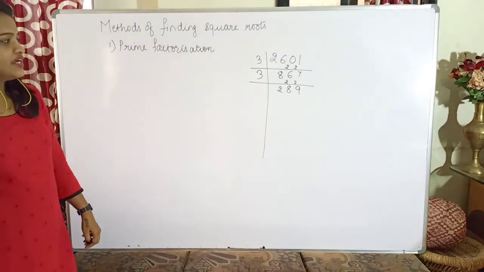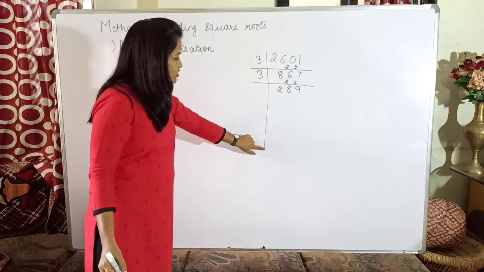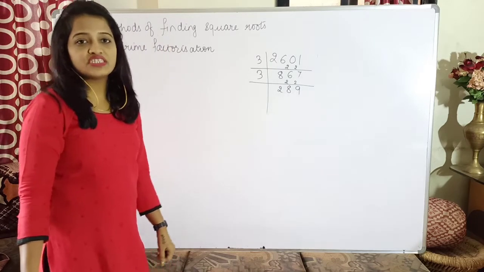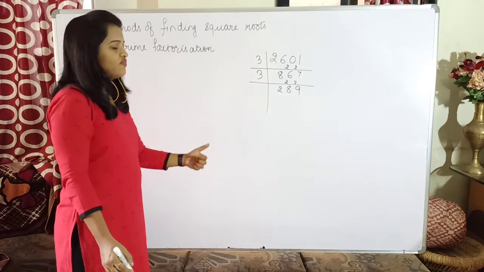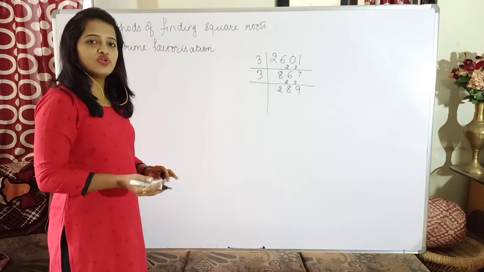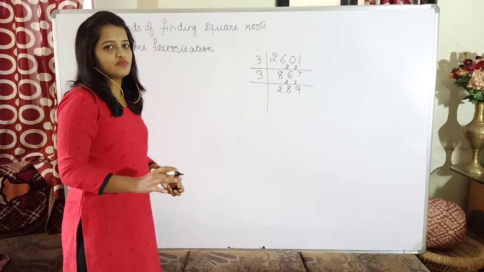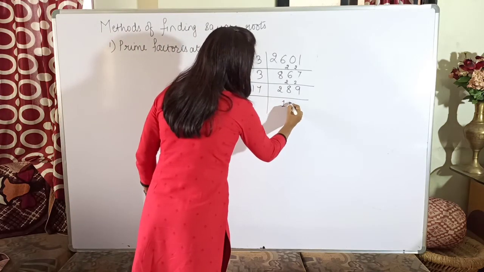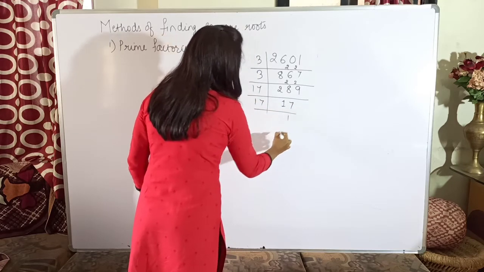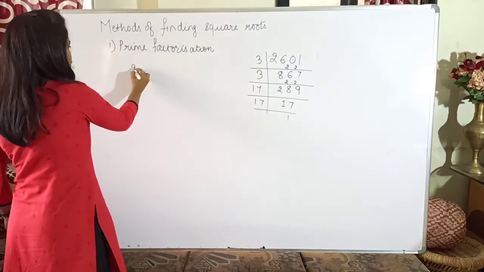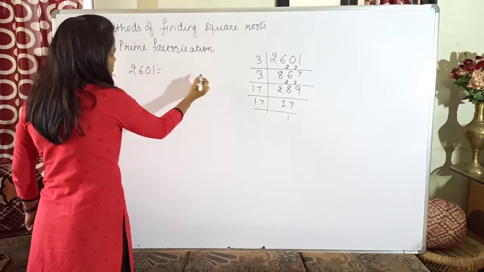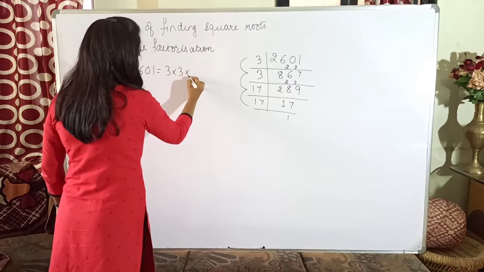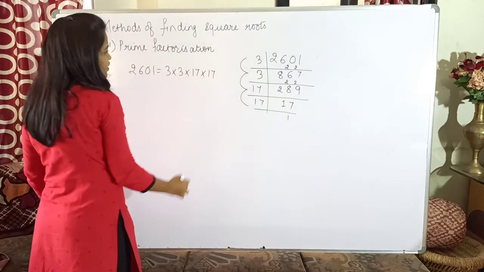Okay, so now 289. If you remember, 289 is the square of 17 and 17 is a prime number, so definitely 289 will be divisible only by 17. It will not be divisible by any other number other than 17 and 1. So if I divide it by 17, you will get 17 and again 17 and 1. So how can I write 2601? 2601 is written as the multiplication of these four numbers: 3 into 3, 17 into 17.